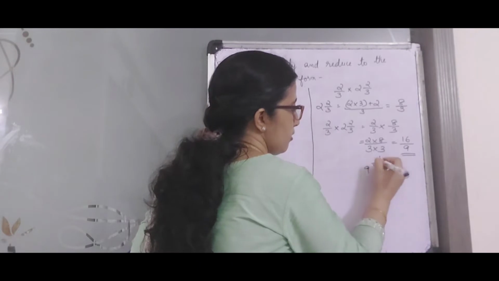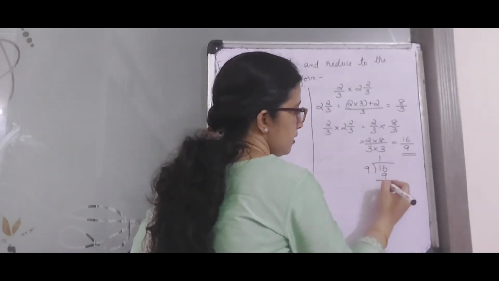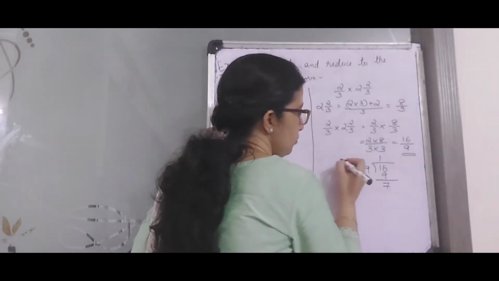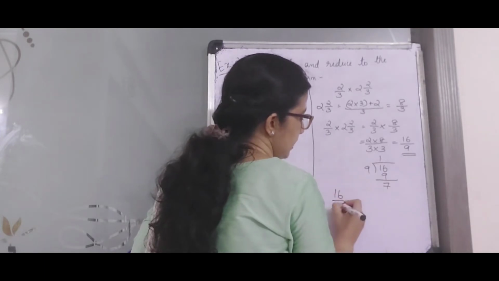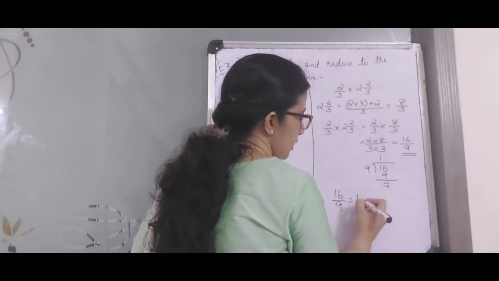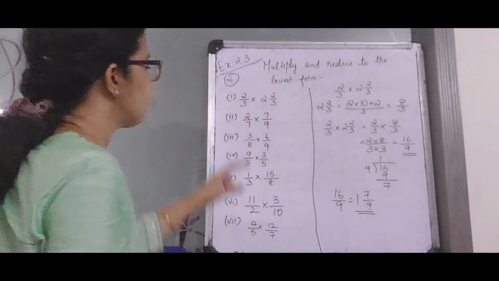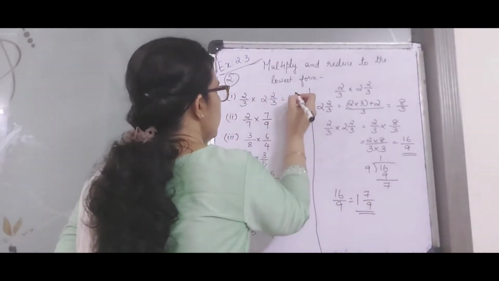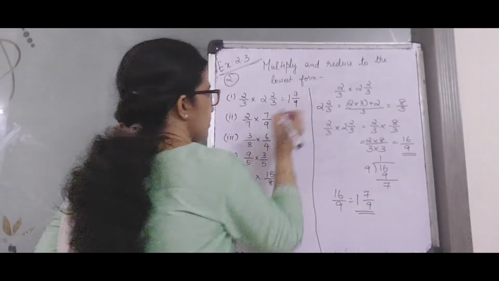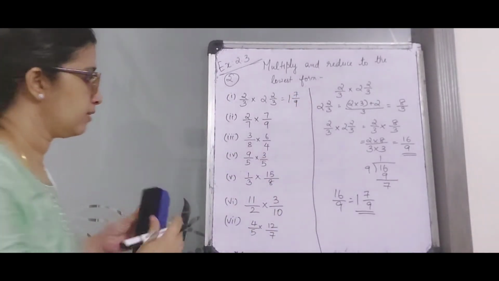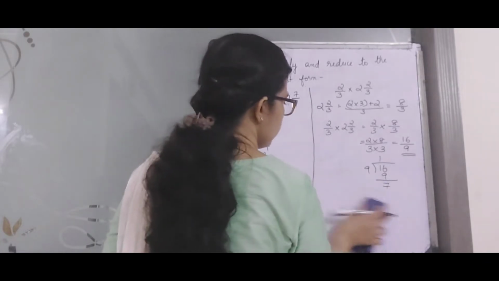1 9 is 9, remainder 7, which is equivalent to, so it can be written as 1 7 by 9. So the answer for the first one is 1 7 by 9. Clear? Now let's go on to the next problem.